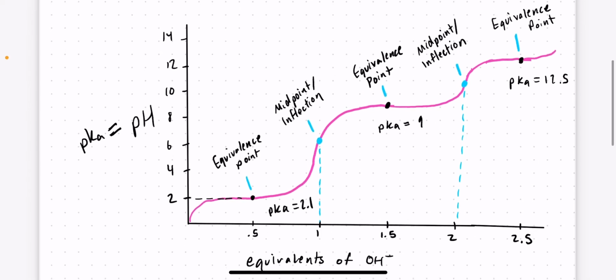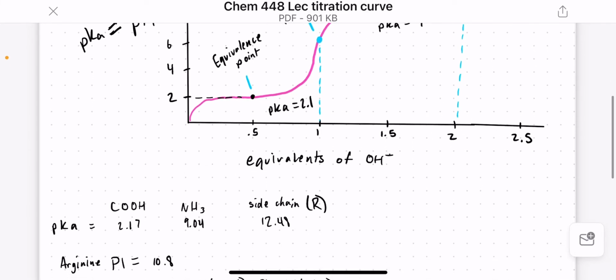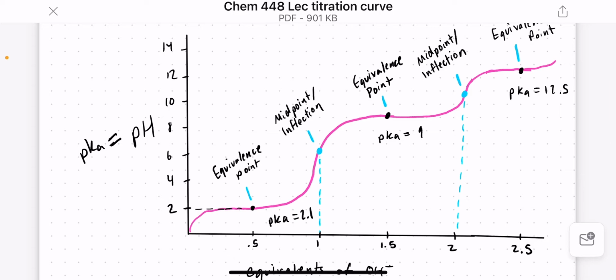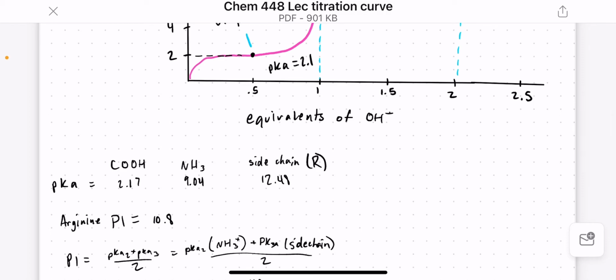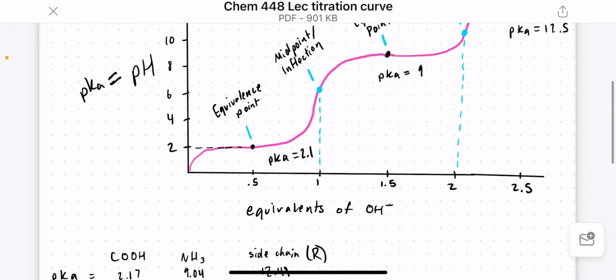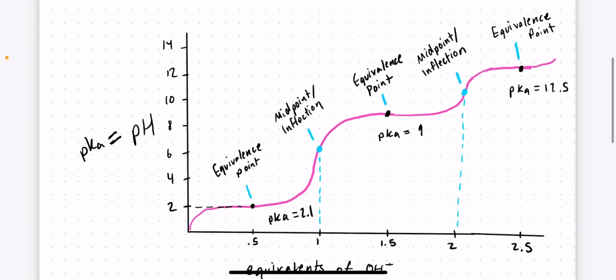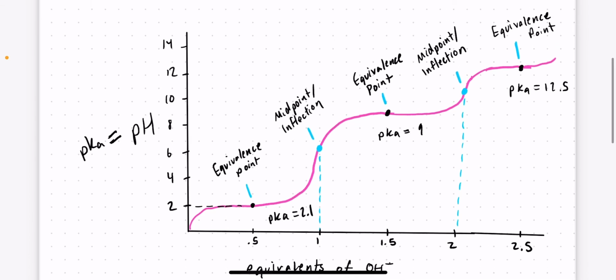And as we're adding more of the base, more of that NH3 is being deprotonated, and we hit our second midpoint. And this is an important point because this is also the isoelectric point, but I'll explain more about that later. And this is going to be where it's about half NH3 and half the side chain. And as we continue adding base, the NH3 has become completely deprotonated at pKa 12.5, and this is our equivalence point or our end point. And this is going to be usually where there's a color change, and that's our last pKa.